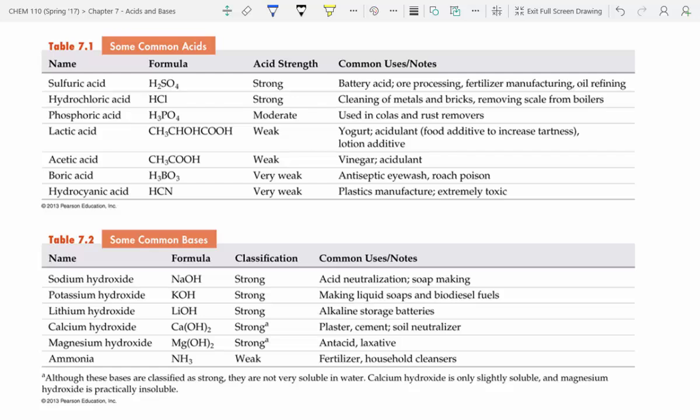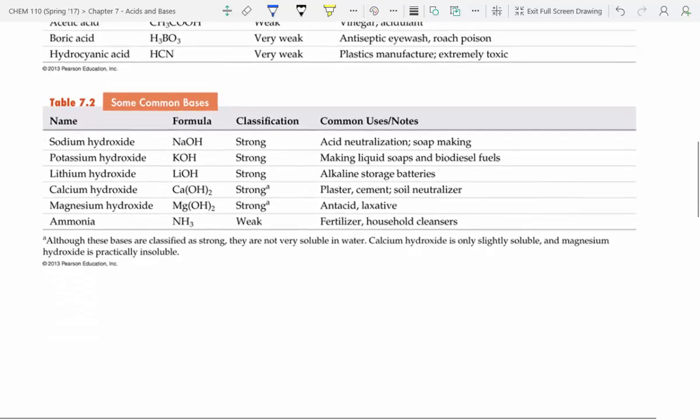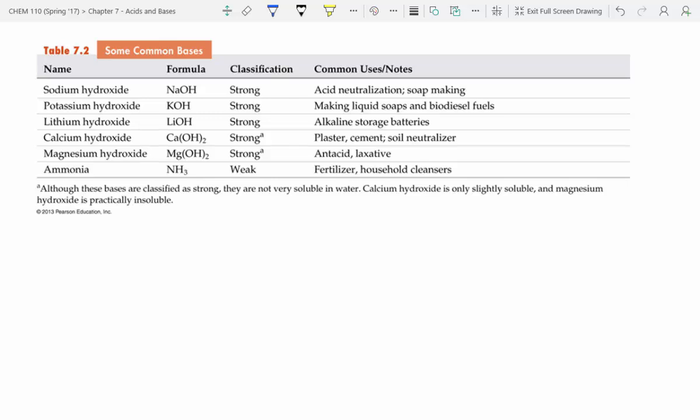Calcium hydroxide and magnesium hydroxide are a little odd. They're not very soluble, but they're found in rocks, so they don't dissolve into the water very easily. But if you do spray an acid on them, those rocks will dissolve a little bit, and we'll talk more about that later. Ammonia is the last one. Ammonia is used in fertilizer and household cleaners, so Windex, if you smell that, that's the smell of ammonia coming off.